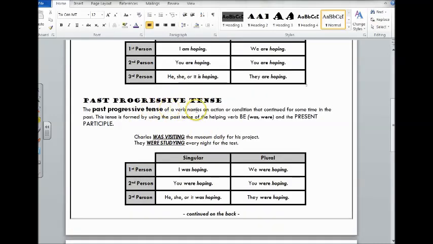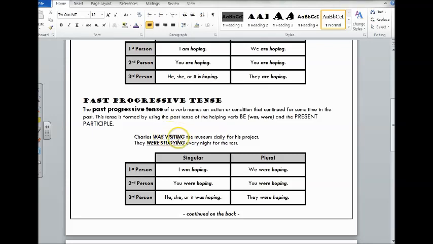For past progressive, we only have two forms to choose from, not three, but the principle is the same. We use one of these two with our present participle to make past progressive. So Charles was visiting the museum daily for his project. Was is our helping verb here. It is past tense for be. Charles was visiting. It's the one we use when we want third person singular or first person singular. Our present participle with the ing, visiting, and it's past progressive.